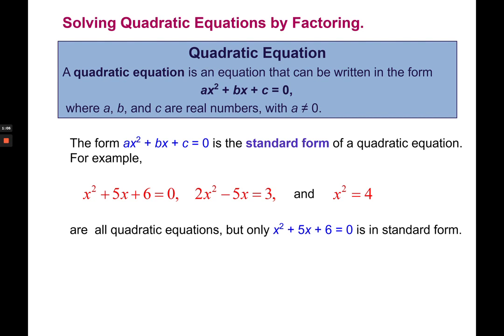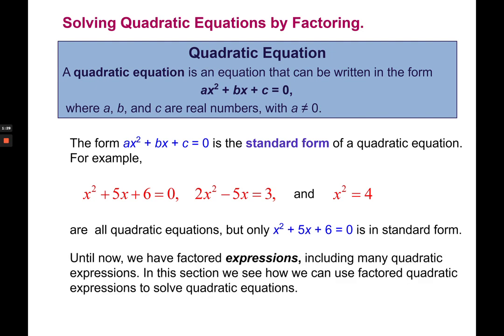We mention standard form, and we need to always remember how the standard form looks. It should start with an ax squared followed by the x term and then the constant. We need the quadratic equation in the standard form to be able to factor it correctly. We have factored expressions including many quadratic expressions, but this time we are going to learn how to find the solutions, or the values of the variable, basically the x, in our quadratic equations.